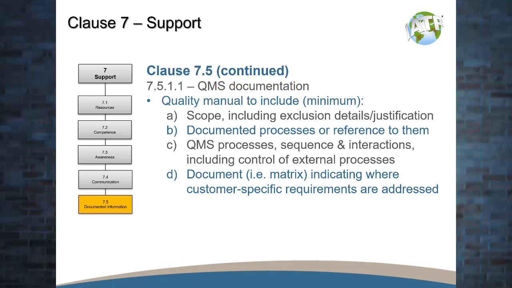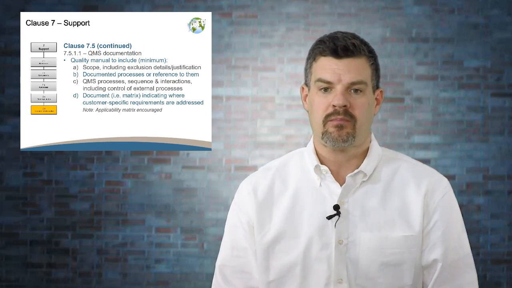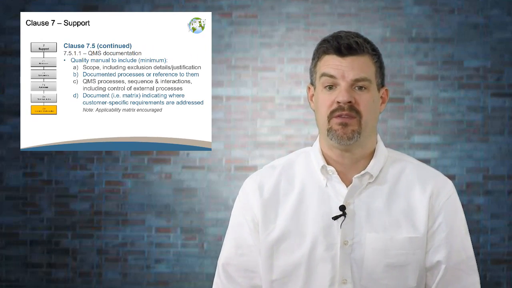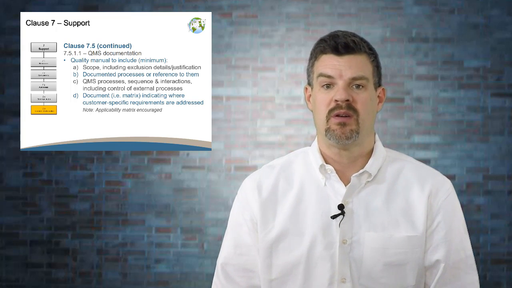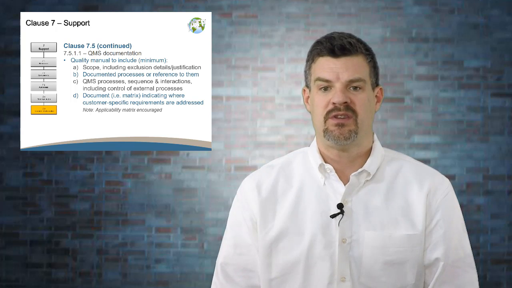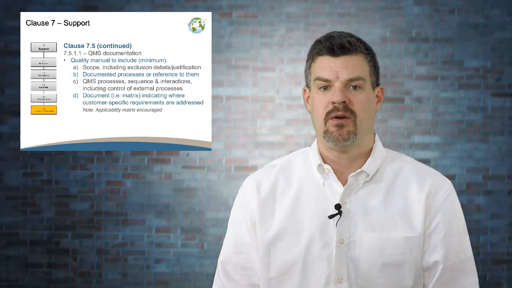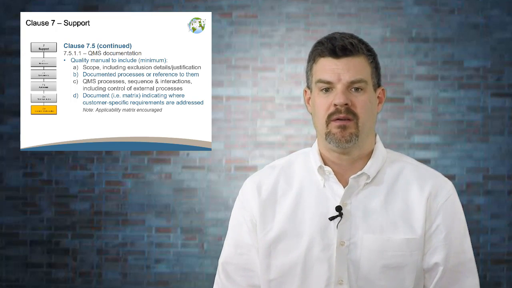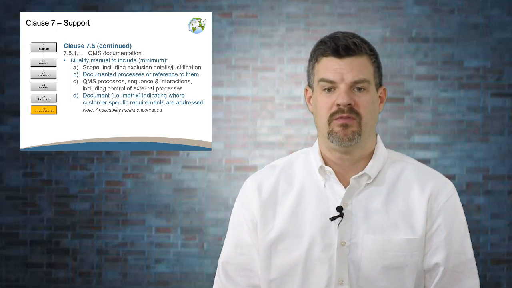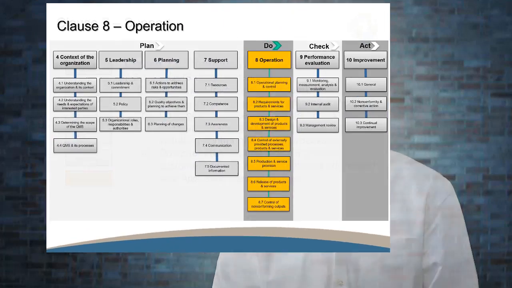Documentation here, a document, i.e. a matrix, indicating where customer-specific requirements are addressed. And again, there's a note saying the applicability matrix is encouraged. So I encourage the use of an applicability matrix in various parts of the organization, not only showing the overlap between customer-specific requirements and your internal processes, but also the overlap between your internal processes and standard requirements. Applicability matrix is a great tool, very simple and very useful for process owners.